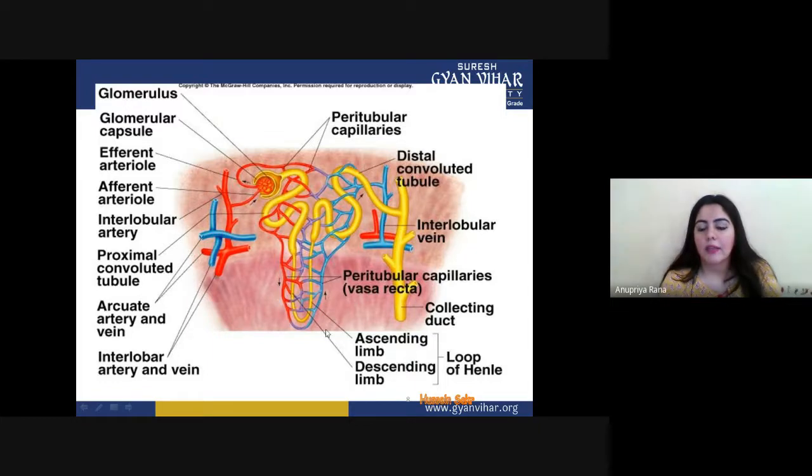Ascending limb and descending limb: one is going to be increased, one is going to be reduced. So this kind of ascending and descending proceeding of the limb will be known as the loop of Henle. The loop of Henle and the collecting duct are the two major important things that have to be understood from this diagram.